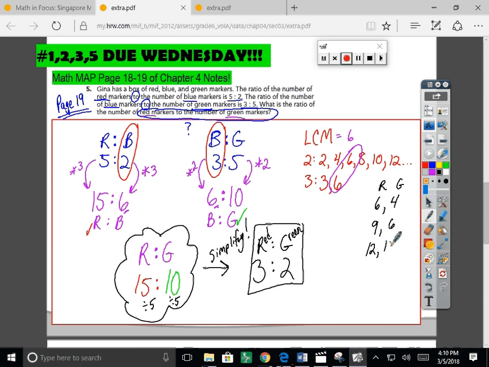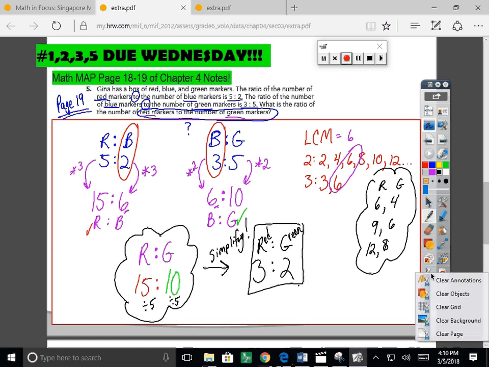I feel like I did this one wrong. I doubled it. Oh, times 4, there we go. Or quadrupled it here, 12 red markers to 8 green markers. This is just food for thought. If ever they ask me for the actual number of markers, there are lots of possibilities, but this is the ratio that they mean. For today, we're going to stop our ratio word problems right there.